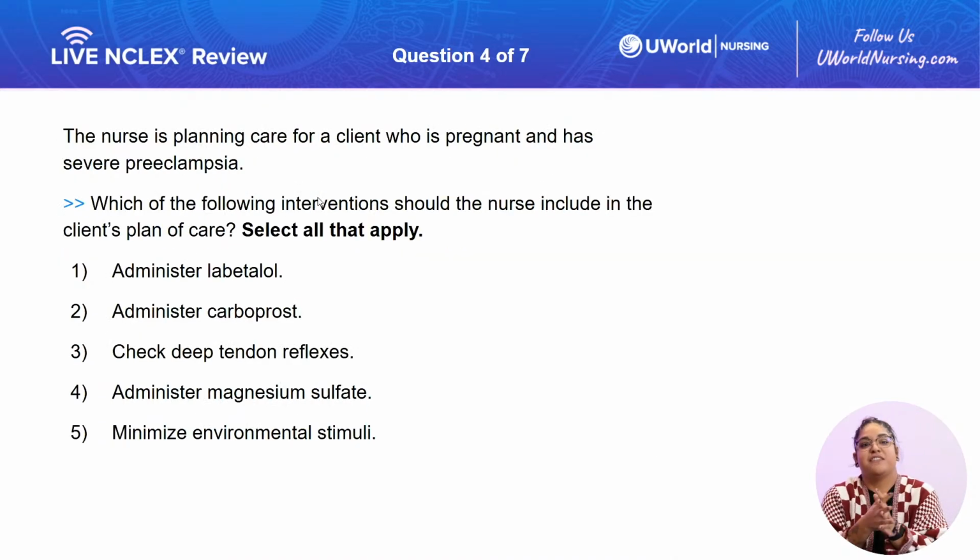Next question. The nurse is planning care for a client who is pregnant and has severe preeclampsia. Which of the following interventions should the nurse include in the client's plan of care? Select all that apply. Option 1, administer labetalol. Option 2, administer carboprost. Option 3, check deep tendon reflexes. Option 4, administer mag sulfate. And option 5, minimize environmental stimuli.